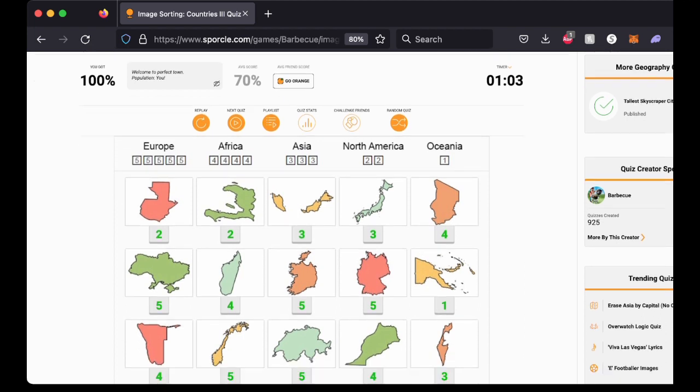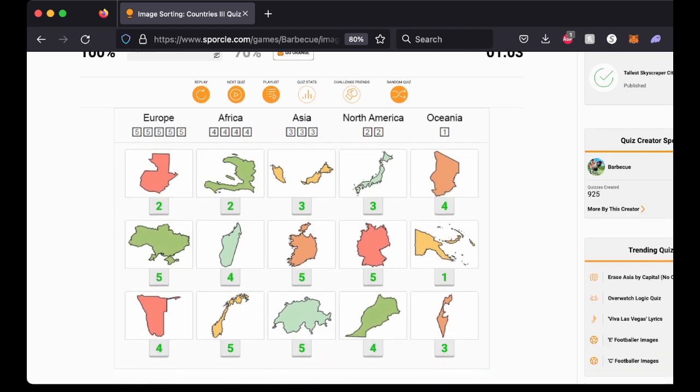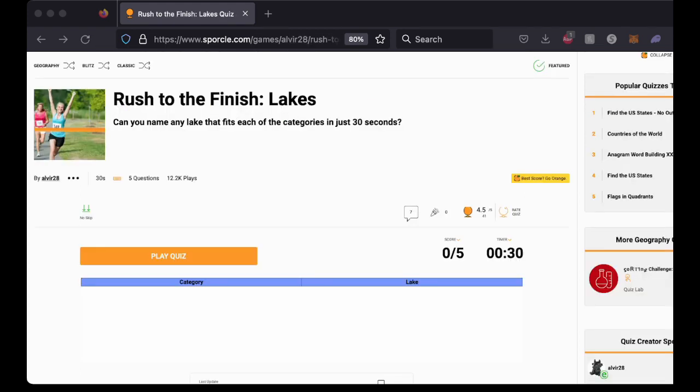Okay, and again, the quiz creator was Barbecue, so we did well. Let me try to think what other quizzes. We'll do a lake quiz and then a British overseas territory quiz. Do that next. Alright, so we're going to jump into the lake quiz.